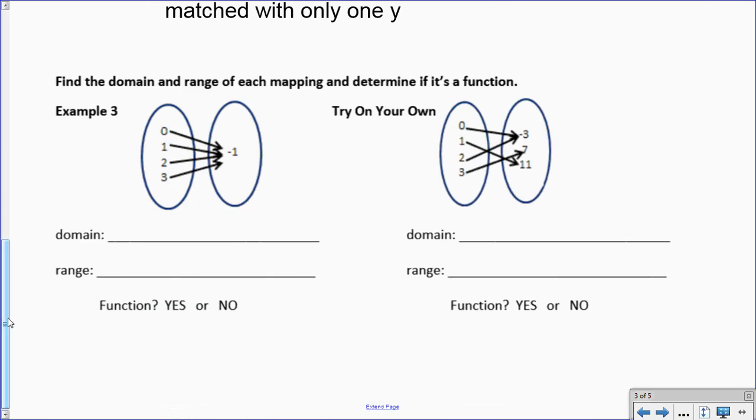So I'll do one, you do one. So here's an example of a mapping diagram. Okay? It's asking for the domain, range, and whether it's a function. So the domain are the x values, and that's in the first bubble. So here are all your x values.